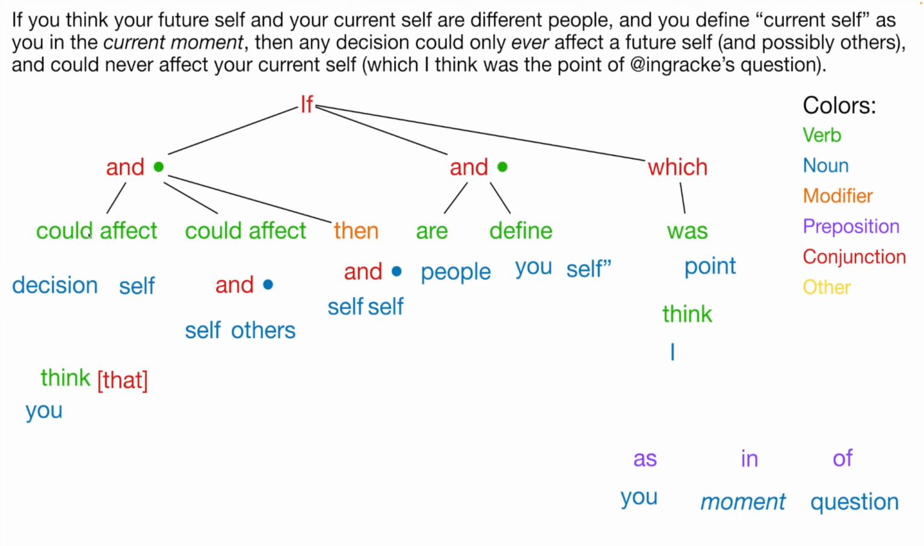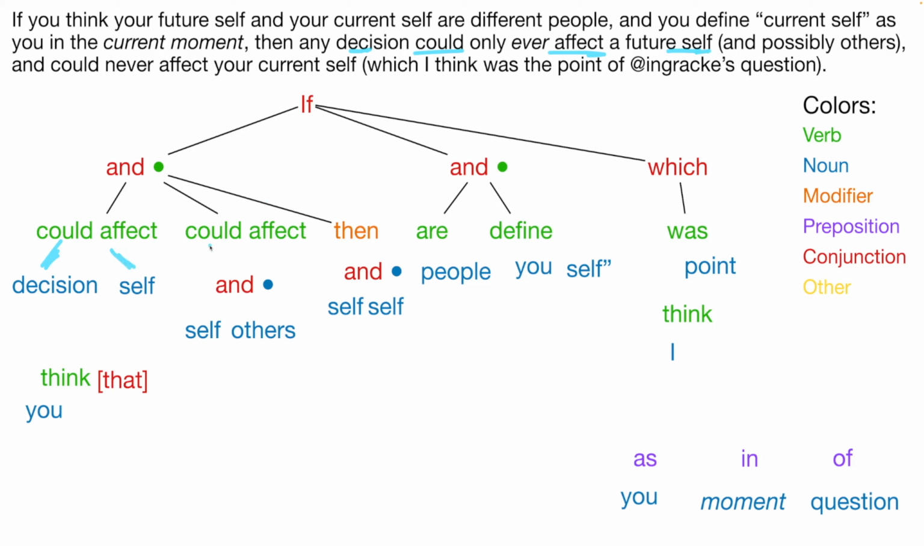So I went through and we have a "could affect," so you can find it in the sentence. What is the subject of this "could affect"? It is decision, so we have decision right here. And then we have an object. What is the object? It could affect a future self. A and future are modifiers, though. The noun here is self. So we have an object, self. Then you can keep going.